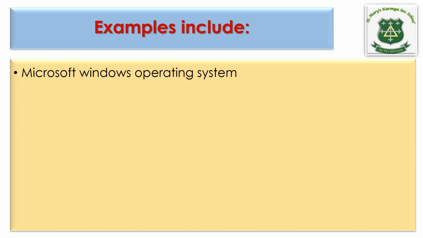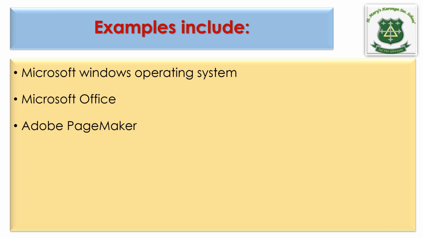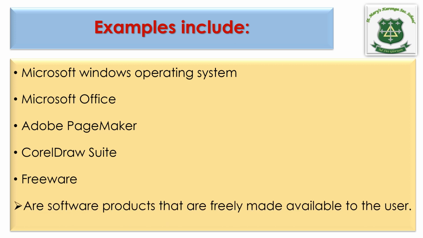Now, the examples of proprietary: Microsoft Windows operating system, Microsoft Office, Adobe PageMaker, Corel Draw Suite, and freeware. All these are software products that are freely made available to users. So you can have them. Some you need to have a license on. Some they are free for you to use.